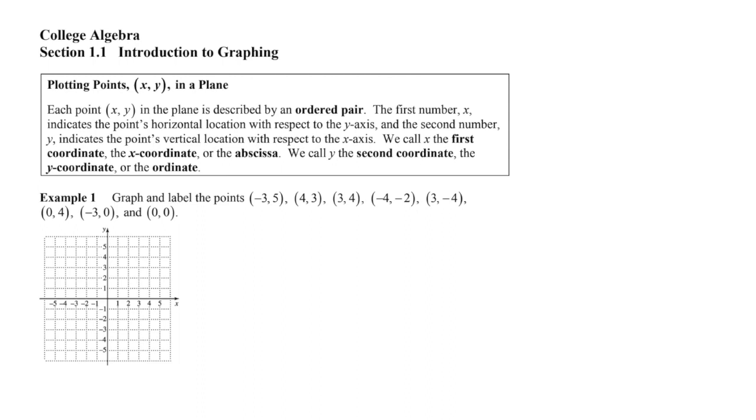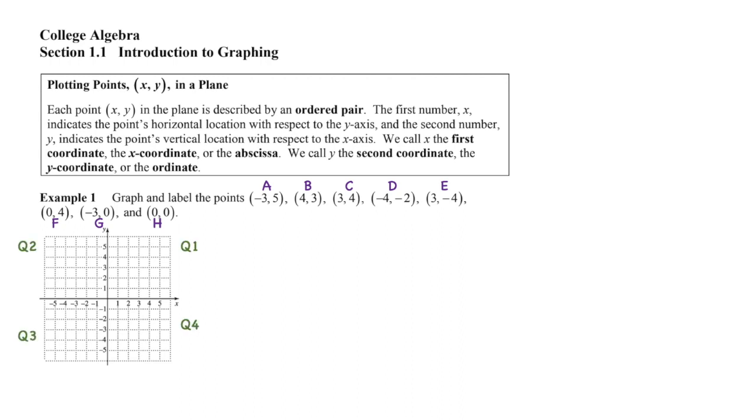This indicates the point's horizontal location with respect to the y-axis, and the second number is y, which indicates the point's vertical location with respect to the x-axis. We call the first coordinate the x-coordinate, and we call the second coordinate the y-coordinate. Let's graph and label the following points. So first I'm going to label them A through H.